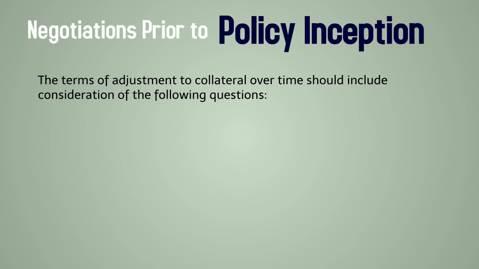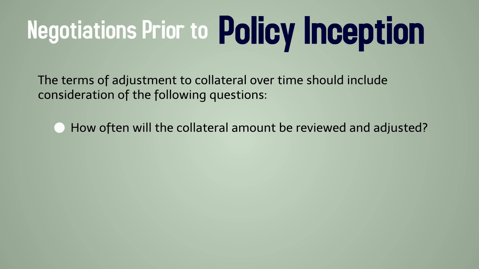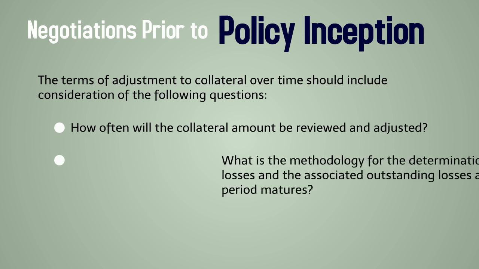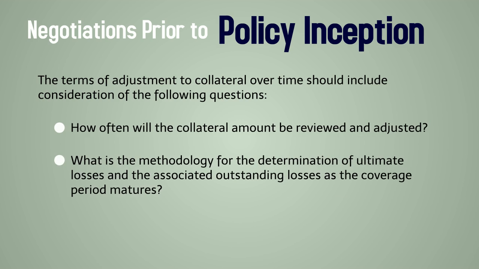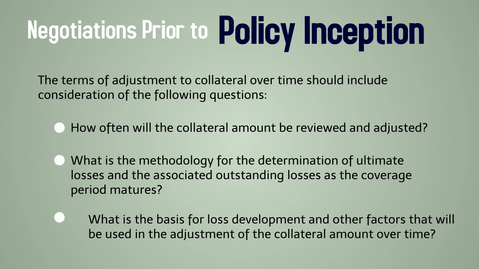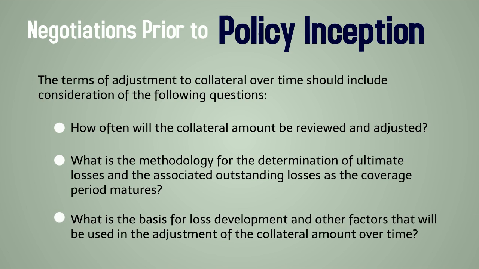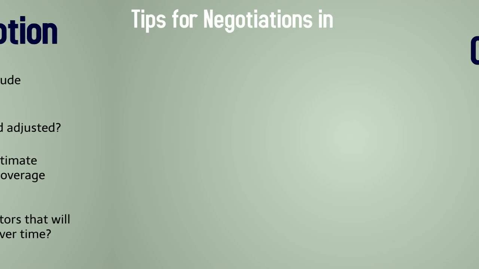The terms of adjustment to collateral over time should include consideration of the following questions. How often will the collateral amount be reviewed and adjusted? What is the methodology for the determination of ultimate losses and the associated outstanding losses as the coverage period matures? And finally, what is the basis for loss development and the other factors that will be used in the adjustment of the collateral amount over time?